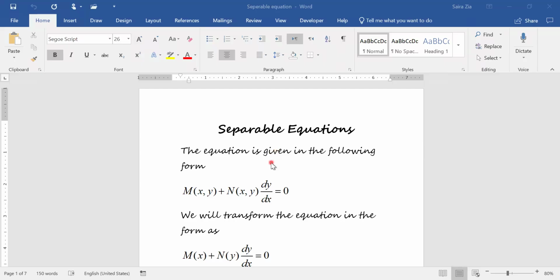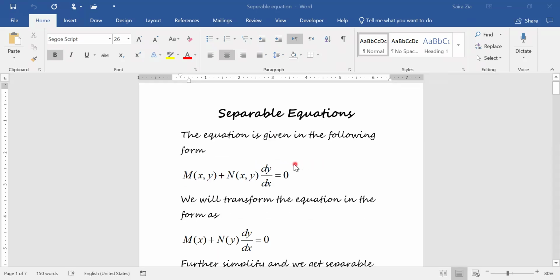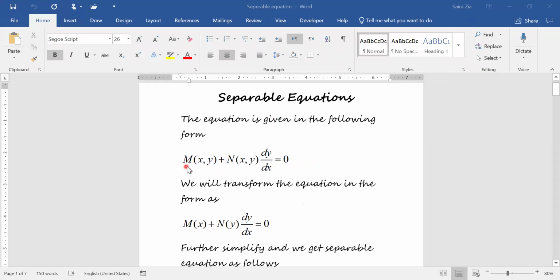In this video, we are going to learn how to solve the first order differential equation using the separable method. The equation is given in the form where there is some function M of x, y. M is a function depending on x and y, and N also depends on x and y, and there will be the first derivative dy by dx equals 0.